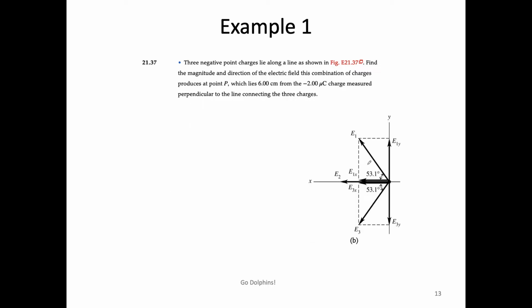So let's do the y direction first. What do E1, E2, E3 add up to in the y direction? You need to find E1y, E2y, and E3y. Now, E2y apparently is 0 because E2 is pointing entirely in the negative x direction. E2y is 0.